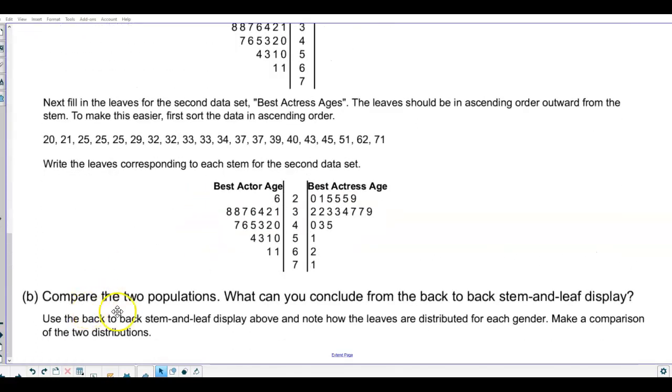Now for part B, it says compare the two populations. What can you conclude from the back-to-back stem and leaf display? Well, you're going to use the back-to-back stem and leaf display above and note how the leaves are distributed for each gender, and then make a comparison of those two distributions.